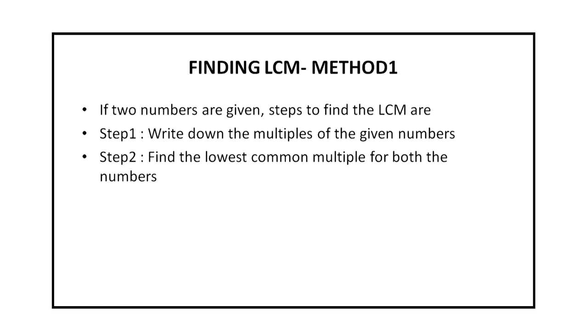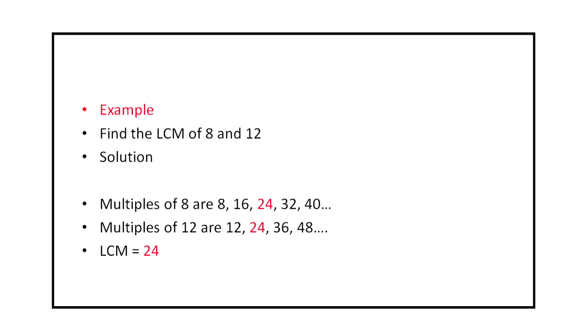Finding LCM. There are different methods to determine the LCM. Method one: if two numbers are given, the steps are as follows. Step one, write down the multiples of the given numbers. Step two, find the lowest common multiple of both the numbers. Example, find the LCM of 8 and 12.